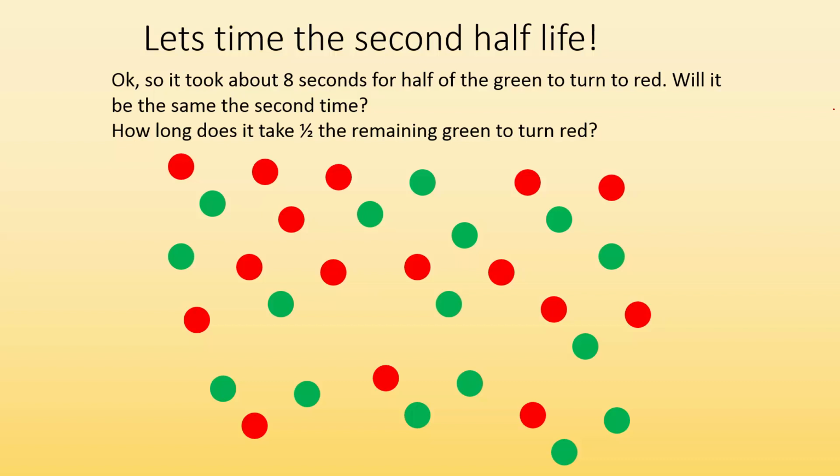Let's take a look at how long it takes for another half-life to occur. So green's still going to turn to red. We have half as much green left. So let's see how long it takes for half of the remaining green to turn to red. Ready, set, go. All right, there goes one, and another one, and another one. Really exciting stuff. How much time will this take? It looks like this one also took 8 seconds.